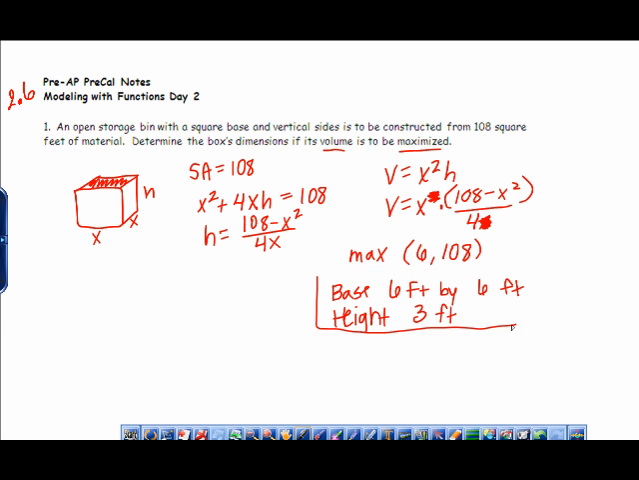Okay, so this is the box's dimension. You would need to distinguish between what the base, not necessarily length and width, but you need to show the two dimensions for the base and the height.